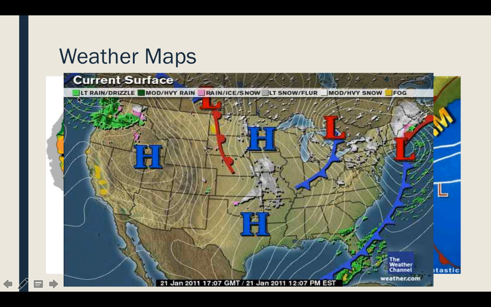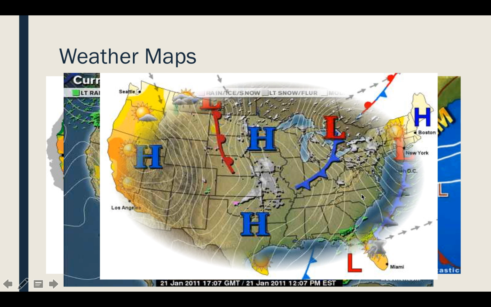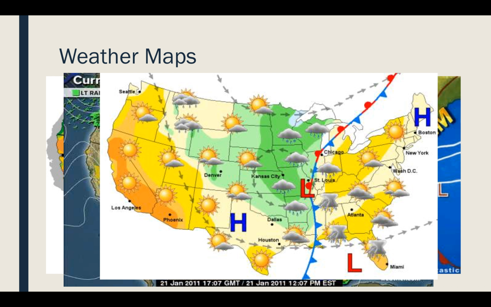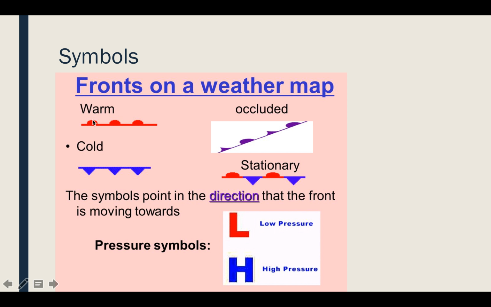And again, you can use this key up here to help you read this map, but also notice the cold air fronts coming down, warm air fronts going this way, high and low pressure. So warm, cold fronts. If it's stationary, it will stay like this. If it's moving in a certain direction, the symbol will point in that direction. And then low and high pressure.